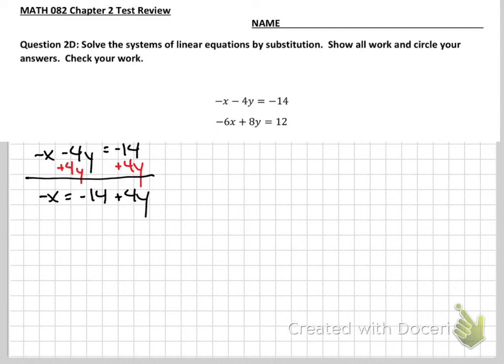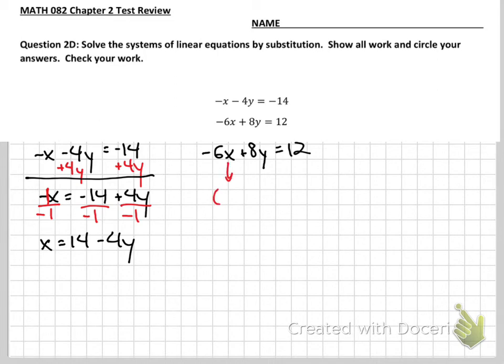Now, x is almost by itself, but it really has this negative 1 next to it. So the way we get rid of that negative 1 is by dividing all the terms by negative 1. This gives us x equals positive 14 minus 4y. Now I have an expression that I can substitute into the other equation. So wherever I see x, instead of writing x, I'm going to write 14 minus 4y.